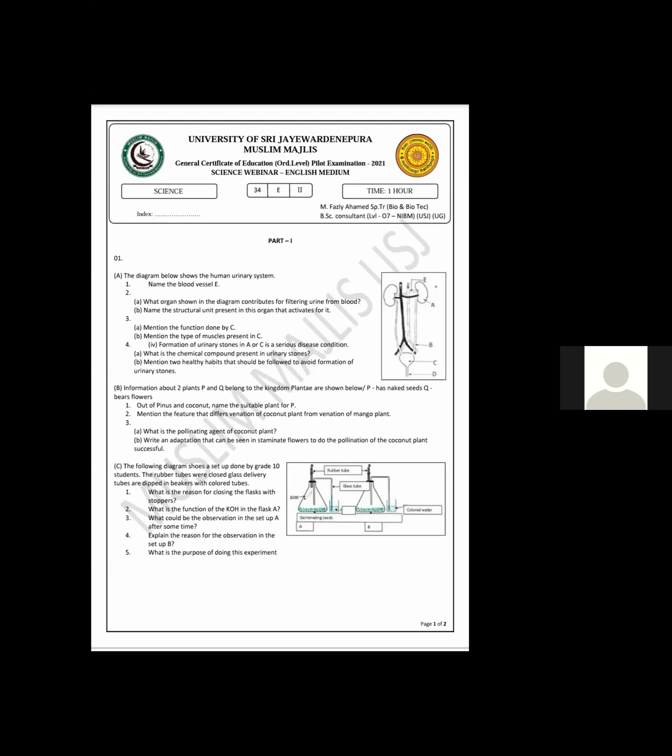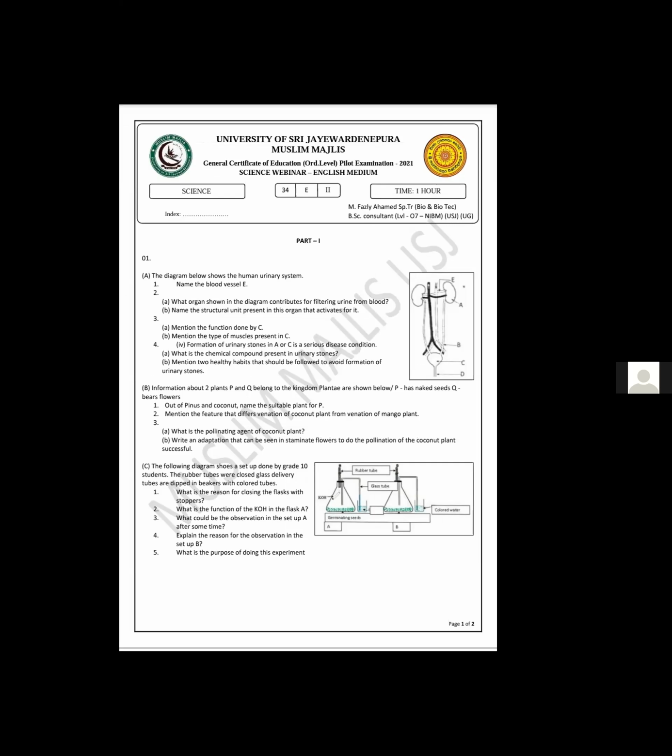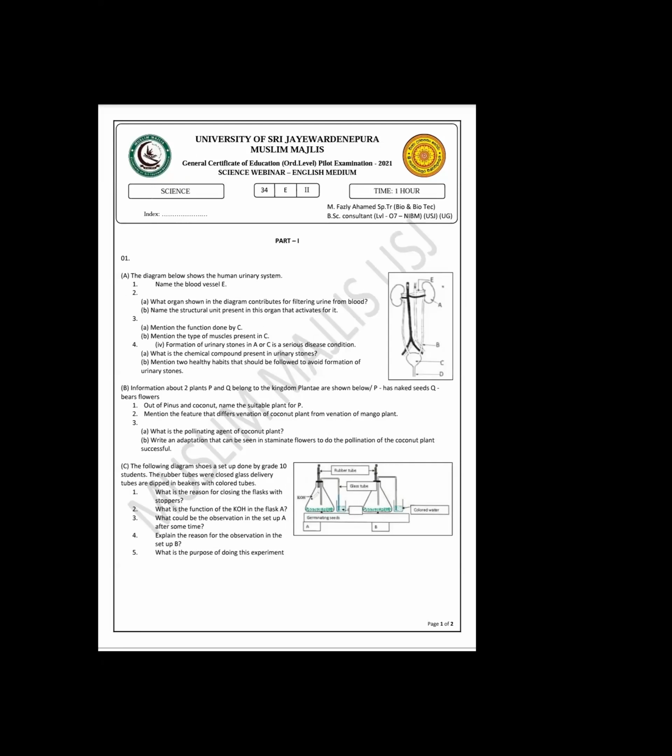Okay, let's move on to the session, dear students. Here they have given: the diagram below shows the human urinary system. Name the blood vessel E.